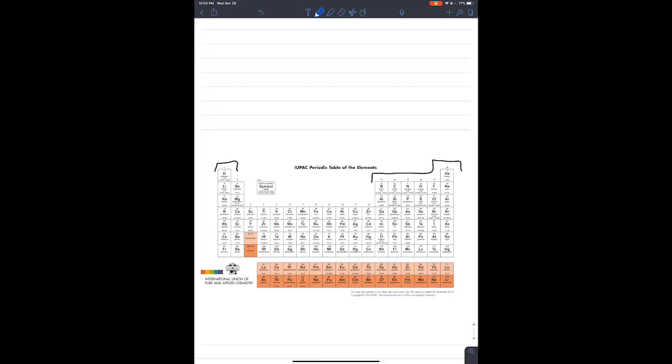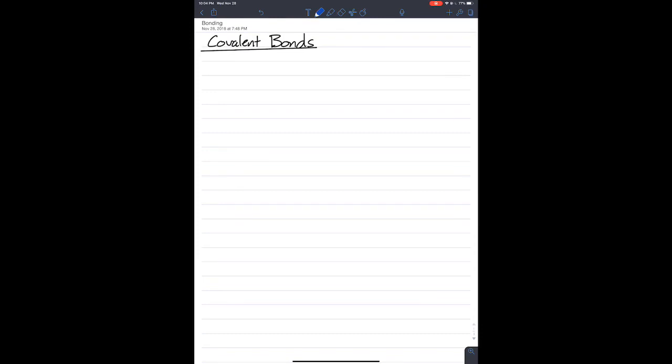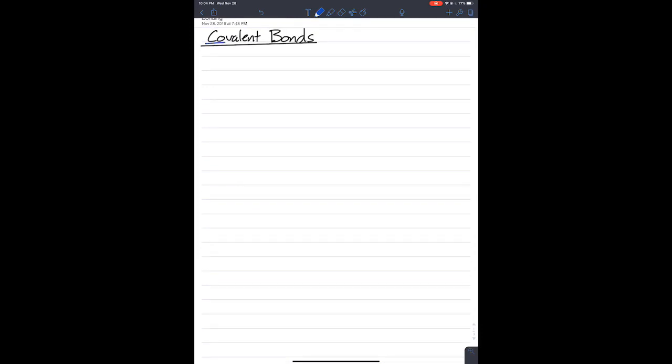So let's talk a little bit about what a covalent bond is. Covalent. Co is together, like coexist. All right, together, exist together. Covalent is together, and then valent is like valence. Valence, together, valence. Valence electrons together, sharing valence electrons. That's what a covalent bond is. That's what it means. That's what we're talking about.